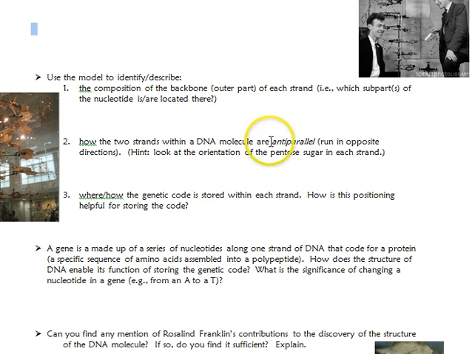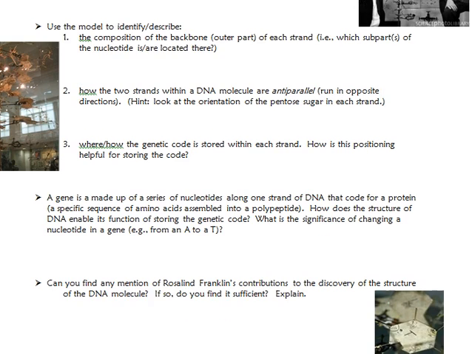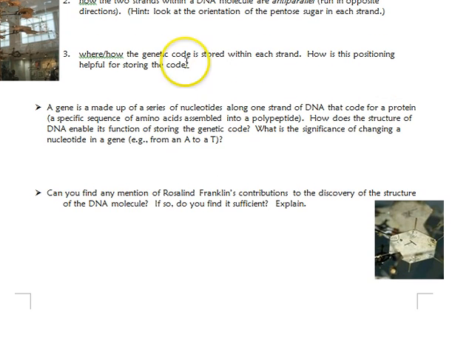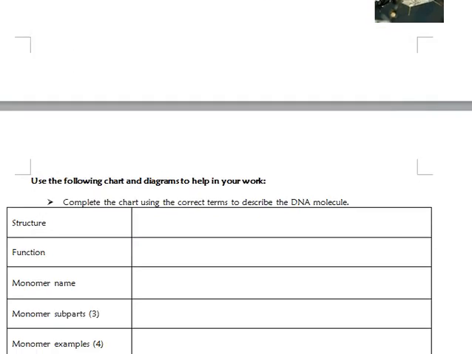Then you're going to look again for that anti-parallel structure that we talked about before, right, showing that the strands are running in opposite directions. And then you're trying to figure out, how is the code really stored within each strand? Where is the code? What part of the nucleotide really stores the code? And try to make sense of that. And then there's a couple of questions for you to take a look at and identify as well.